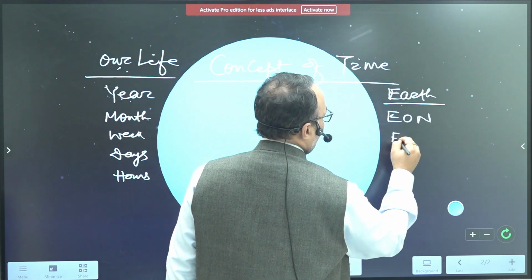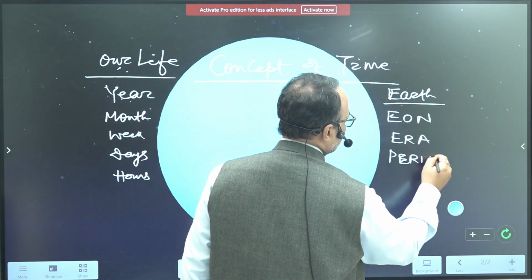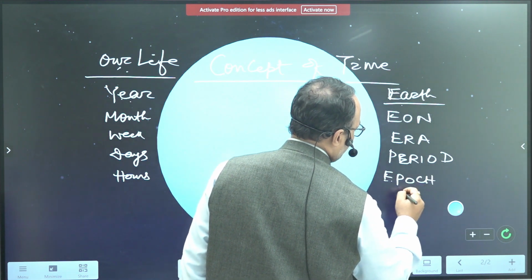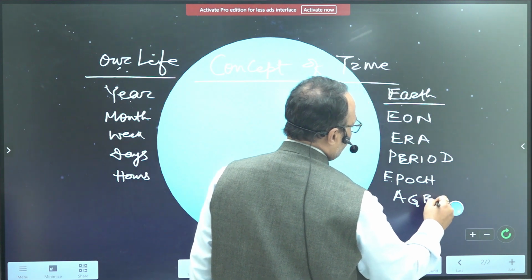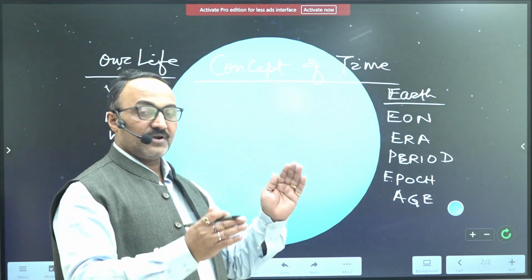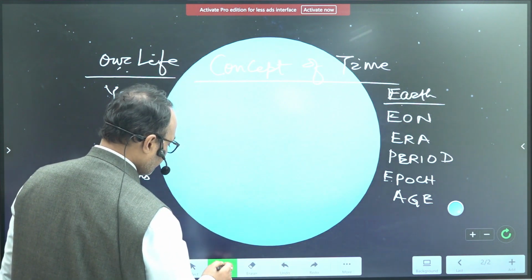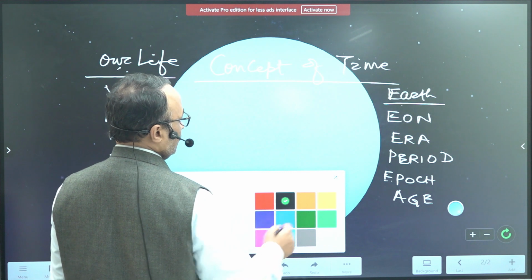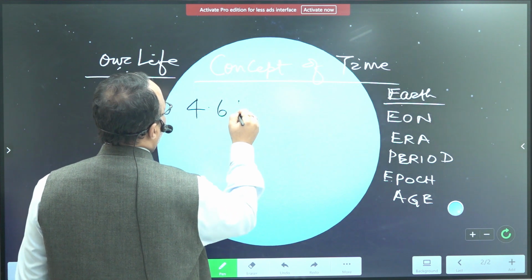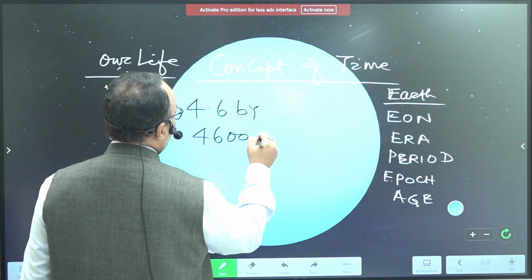eon, era, period, epoch and age. So these are the different terms that we have chosen to explain the different durations of time and different events. The age of Earth, you know, is 4.6 billion years. That is 4,600 million years.